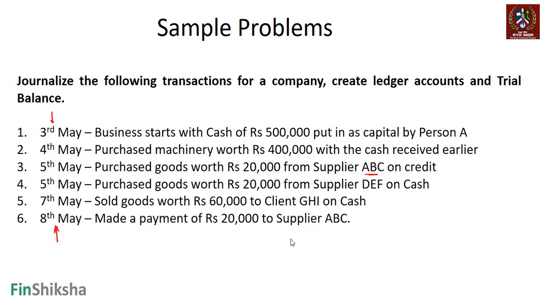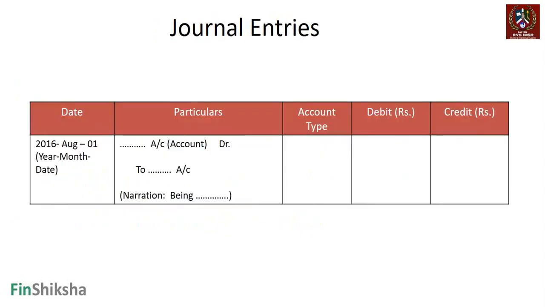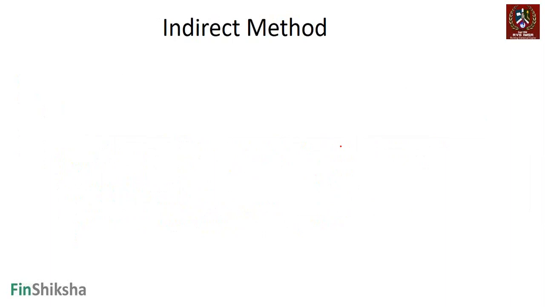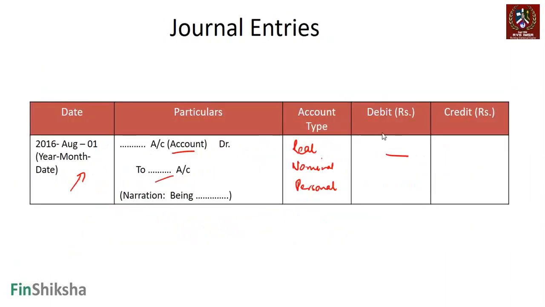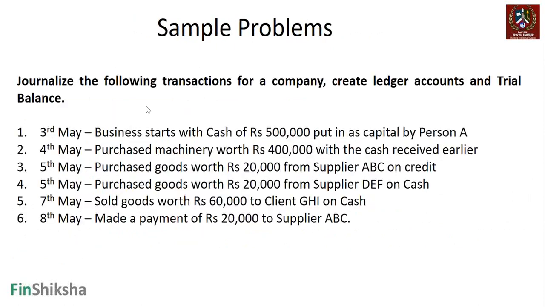Now, the general format of a journal would basically appear something like this, right? So we'll put in whatever the date is. Certain account gets debited, another account gets credited. We will also try and put in the account type, which is real, nominal, or personal. And then based on that, put the debit and credit on this side, right? So that's what we're going to do, and for this purpose it might make sense for us to use an Excel file where we can build in all this data, right?